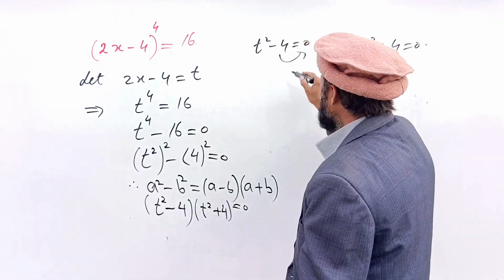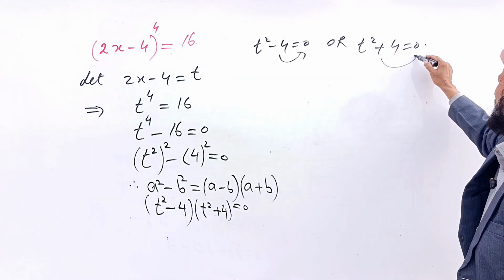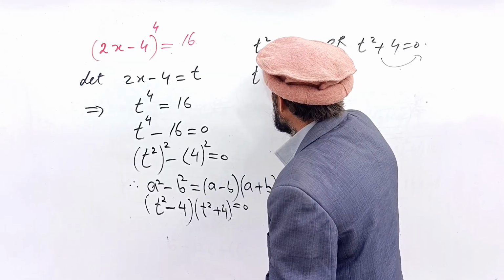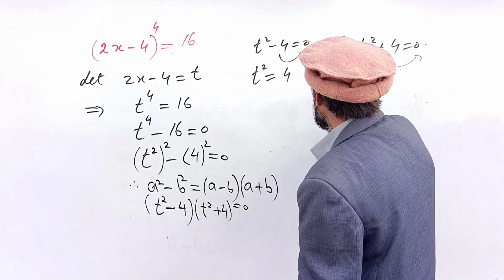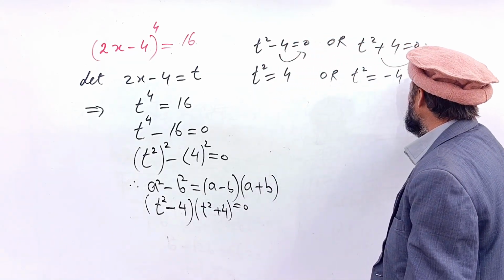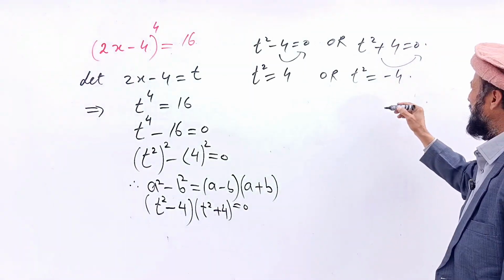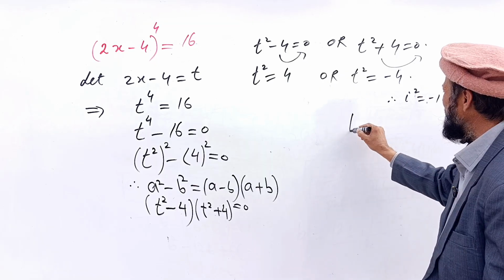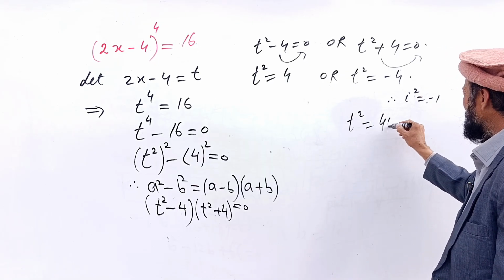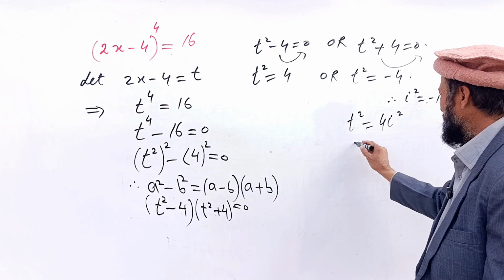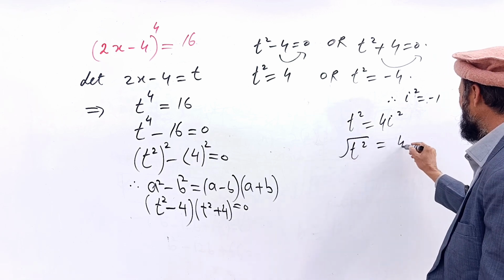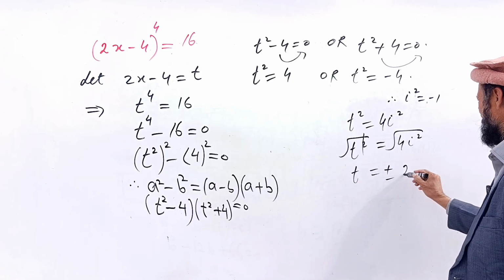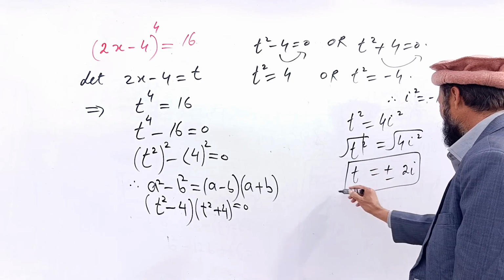Now we move this term to the right side, and also this term to the right side, so their signs are also changed. So t square is equal to 4 and t square is equal to minus 4. Now for minus 4, we know that iota square is equal to minus 1, so in place of minus we put iota square. Now taking square root on both sides, the 4 and the square root cancel, and t is equal to plus minus 2 iota is the solution of this one.